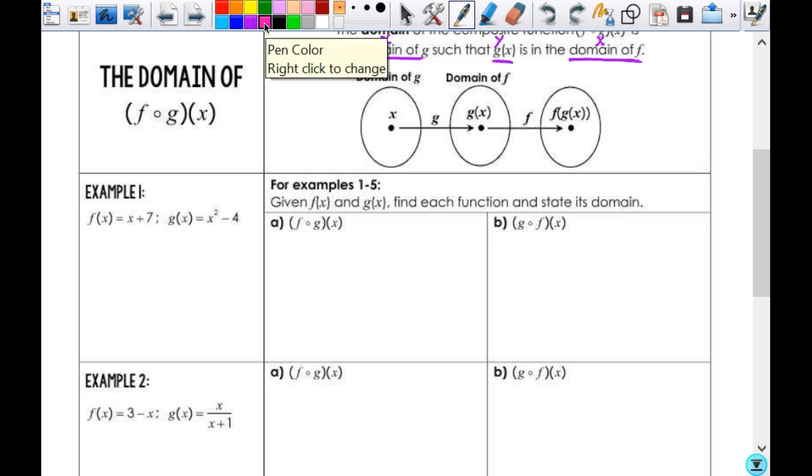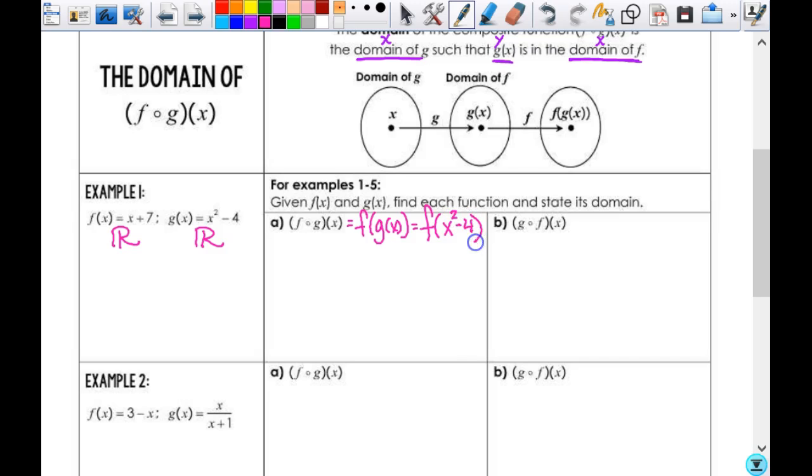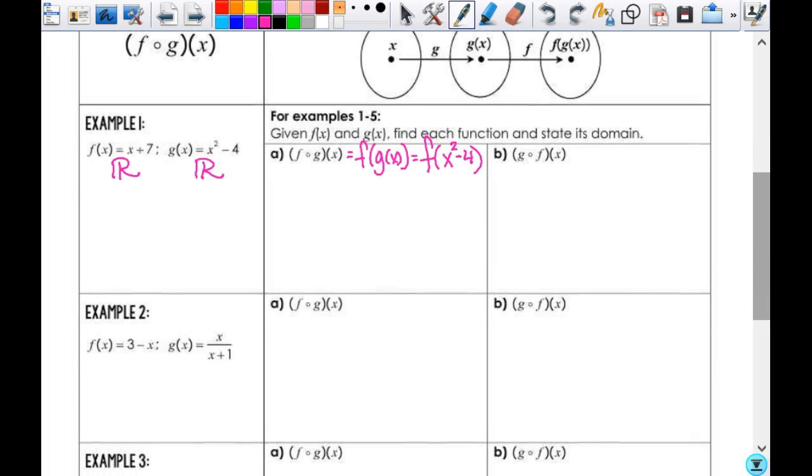So let's look at example 1. F of x. What's the domain of f of x? All real numbers, right? What's the domain of g of x? All real numbers. Okay. So now let's find f of g of x, which this could mean f of g of x, you can write it like that, which is the same as f of g of x, which is x squared minus 4. So basically we're substituting x squared minus 4 in for all of the x values in f of x. So that's going to be x squared minus 4, substitute that in, and then plus 7.